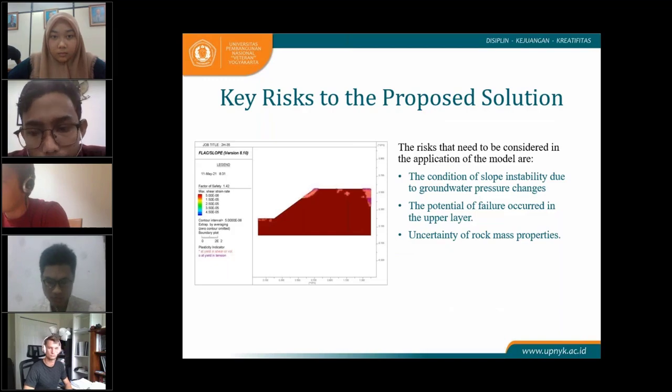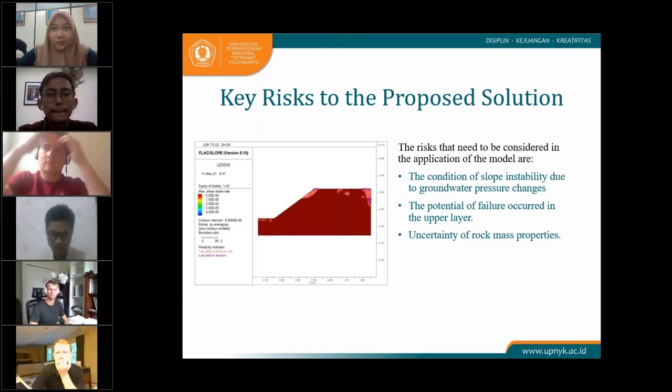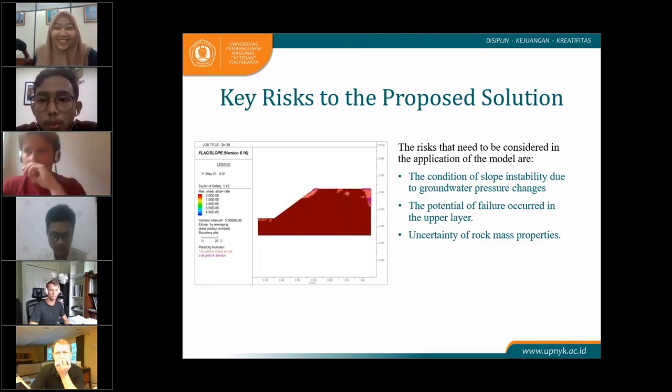Okay, risks to the proposed solution. The risks that need to be considered in the application of the model are, first, the condition of slope instability due to groundwater pressure change. Water pressure affects the effective stress and thus the slope stability. Second, the potential for failure in the upper layer.